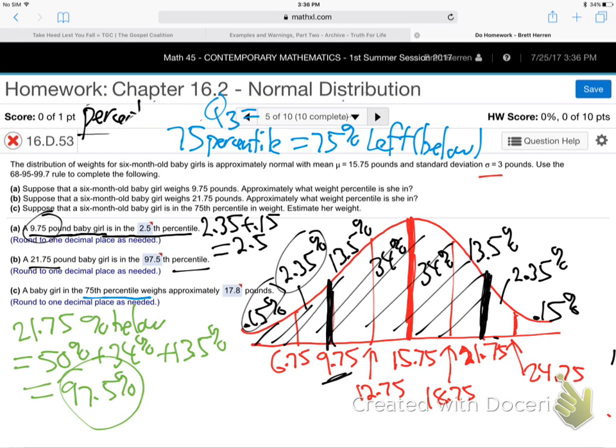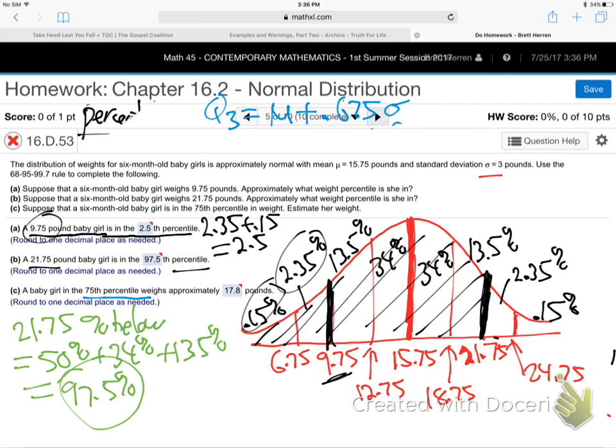So Q3, what's the formula? It's mu plus 0.675 sigma, right? And I just plug them in. So Q3 is mu, the middle, 15.75, plus 0.675 sigma. What's sigma? I forgot already. 3, right? Yeah, 3. So that comes out to be 17.8. We good there? Does that make sense?